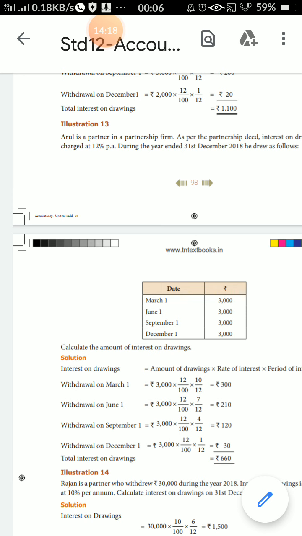Listen students, this lesson has 23 sums. Each and every sum is very important. Listen students, you write sum number 15. Write 15 sums in your class work. Next class we will discuss the next new topic.